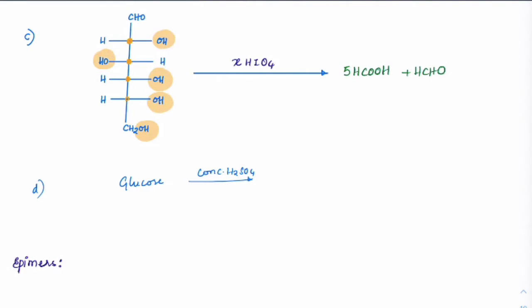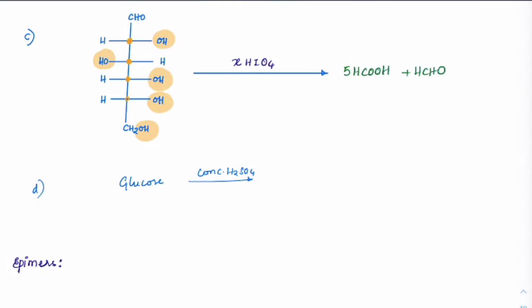Okay. Now this does not have to worry about the configuration, because even if the OH is on this side, or this OH is on this side, still you will get the same product, correct? So all the family of glucose, that includes mannose, galactose, all of them will give the same kind of product, 5 moles of HCOOH and 1 mole of HCHO.